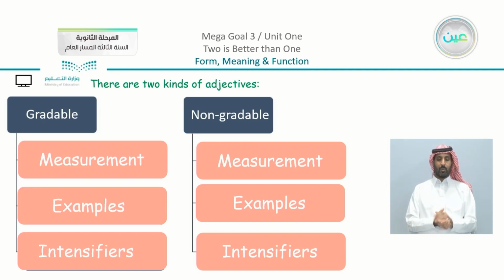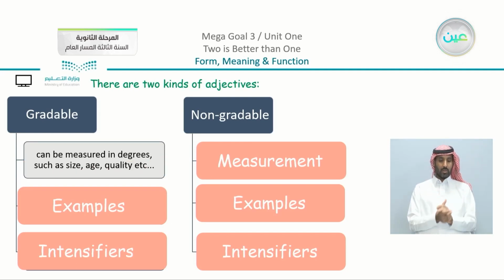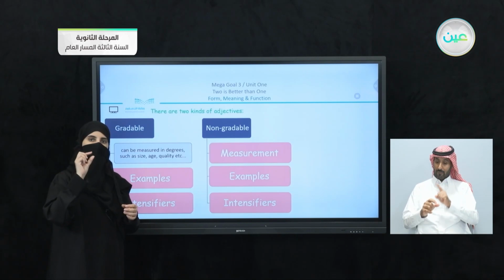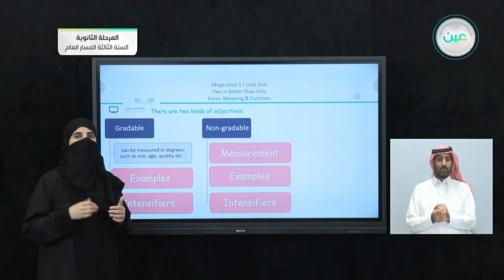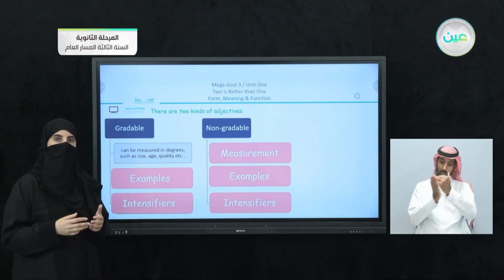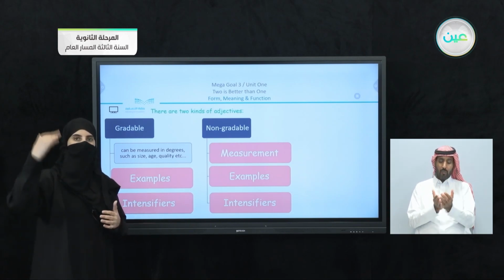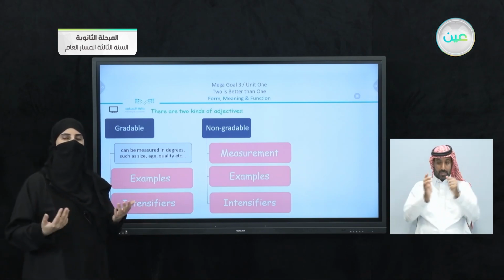So coming to the first part, the gradable here. Now gradable, what does it mean? It can be measured in degrees such as size, age, and quality. Now when I say how old are you and you tell me 17 or 19 or 18, you give me a specific age, which means that this is gradable. I can say how heavy is the book, how tall is the building, which means that it is gradable.